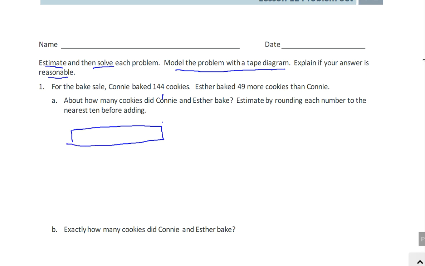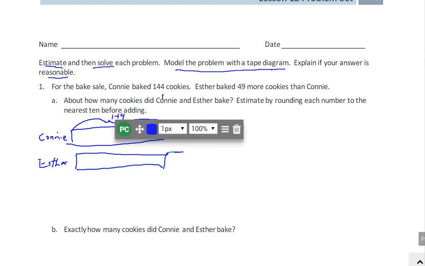So Connie baked 144. We know that because it tells us. That's 144 that she baked. So that is Connie. And then Esther baked 49 more than her. Now this is the same 144 here. Yeah, that's the same. But then to that we need to add 49 more.